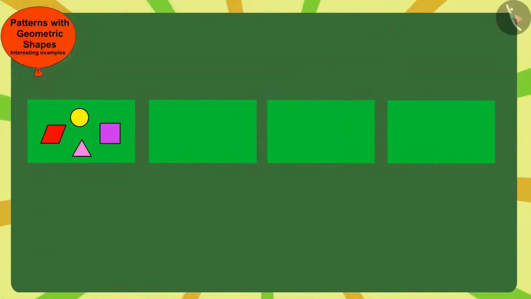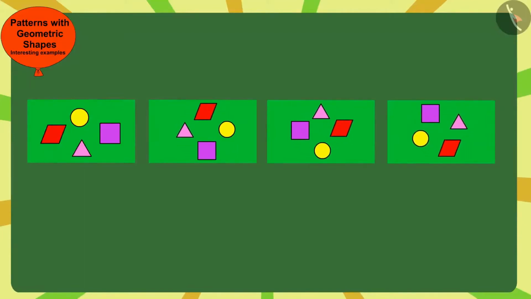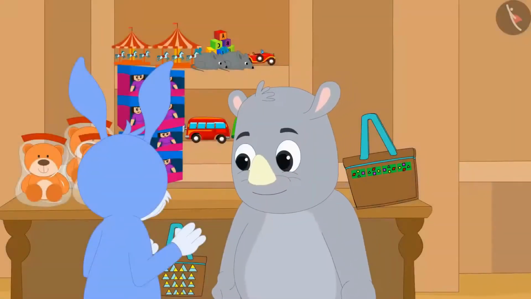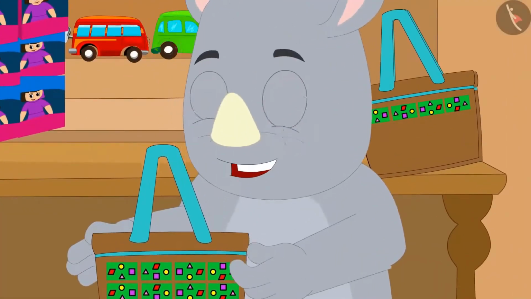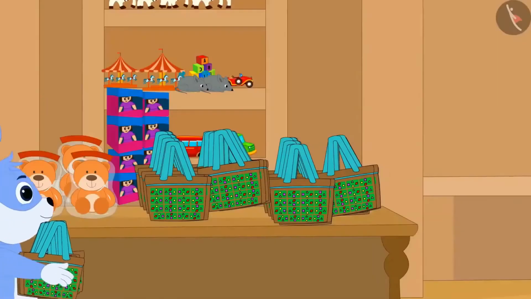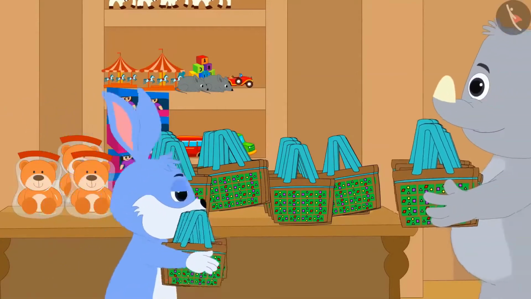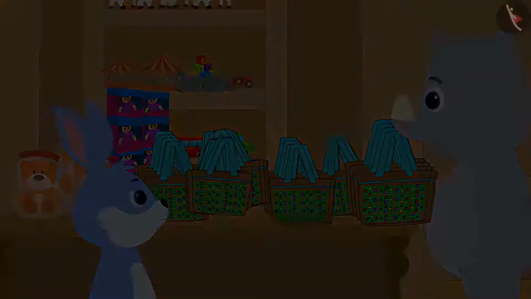Here, each time Gaggu has made this pattern by rotating this rectangle a quarter in the clockwise direction. When Gaggu saw the bag completed by Bunny, he liked it very much. And then, both Gaggu and Bunny started making more beautiful bags together.